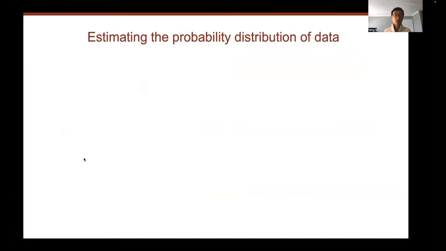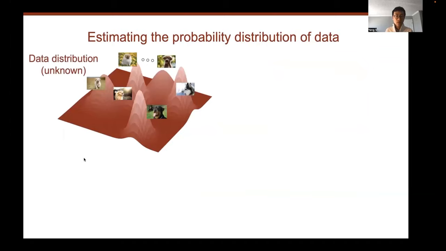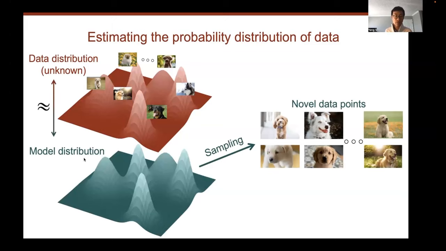Just like other machine learning models, generative models also need a data set for training. As a running example, let's suppose we have collected a data set of dog pictures. As in machine learning, we typically assume that all those data points came from some data distribution, which is unknown to us. If we can find a model to approximate the data distribution through training on a data set, then we can generate an unlimited number of novel data points by applying any sampling algorithm to this model distribution. And because such models can produce new data points, they are generative models.